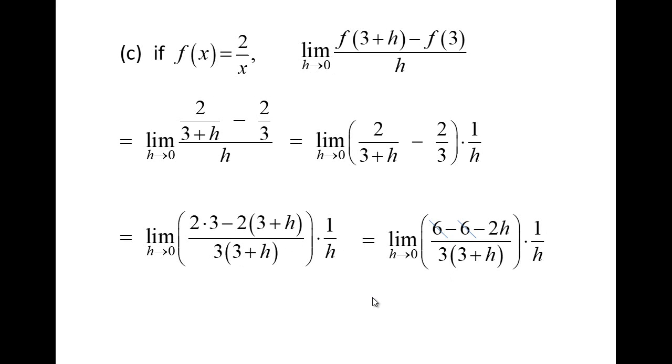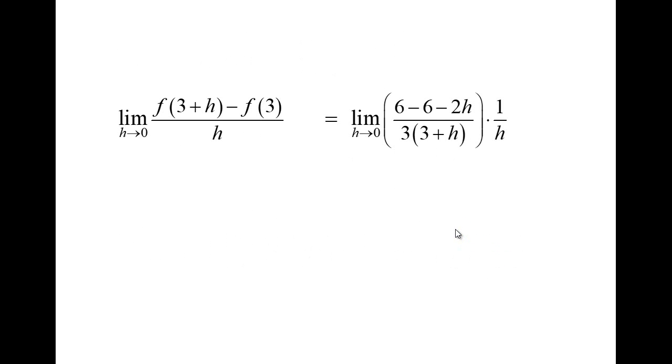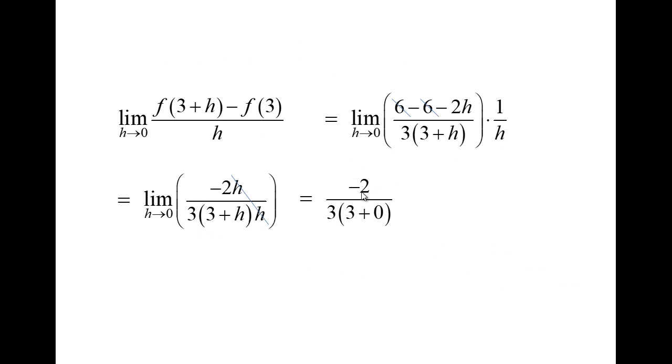So far what we get is that this limit that we started with is equal to this limit here, and then we get the limit of negative 2h divided by 3 times 3 plus h times this h here, and then h's cancel out, and we get the limit of negative 2 divided by this. Because h goes to 0 now, we get negative 2 over 3 times 3 plus 0, which is negative 2 over 9, and that's the limit.